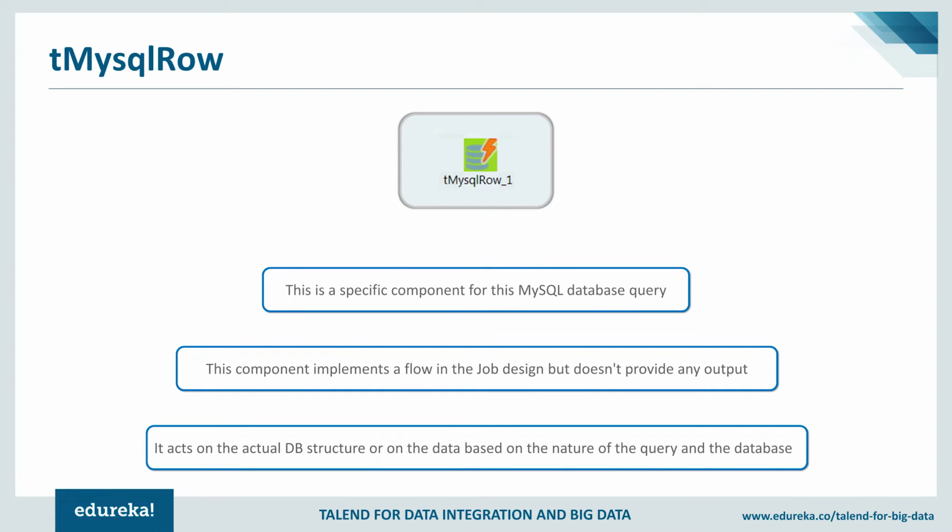Similarly, we have tMysqlRow. This component is for whatever scripts you want to execute, ad hoc scripts, or if you want to drop all the indexes before loading huge data, and then once the loading is completed, you want to recreate or enable the indexes. In such cases, you can use this tMysqlRow component, wherein it acts as an actual DB structure on the database and the nature of the query in the database. It will just execute the query which is available inside this component. I'll just have to tell which connection again and what is the query that has to be executed. So it will execute that query.